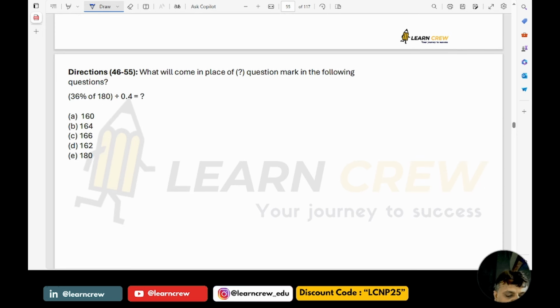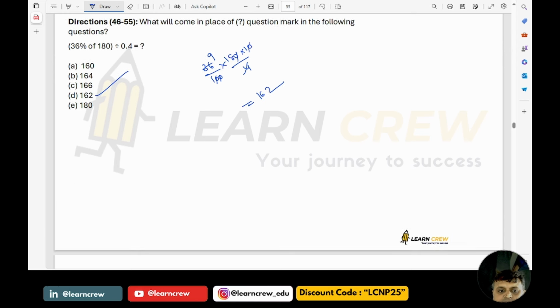36 percentage of 180 divided by 0.4. 0.4 means 4 by 10. So 2 zeros cancel. Now 4 9s are 36, 18 9s are how much? 162. So the answer is option D.